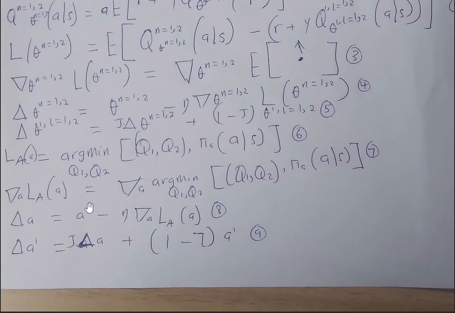Having found that, we can now update the target actor network. This alpha prime is the target network, which is equivalent to tau times this whole expression here, plus 1 minus tau times alpha prime. The alpha prime is the old weight for the target network.